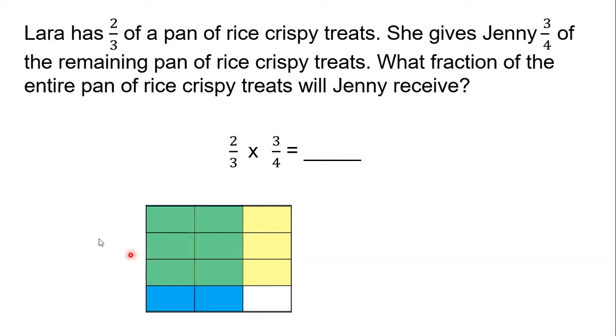So we can see that there are 1, 2, 3, 4, 5, 6 parts shaded with both blue and yellow. So Jenny will be receiving 6/12 since there are 12 total parts in this model. Notice here, if we simply multiply across, 2 times 3 equals 6, and 3 times 4 equals 12, we will also get the same answer as we did when we used the visual model.